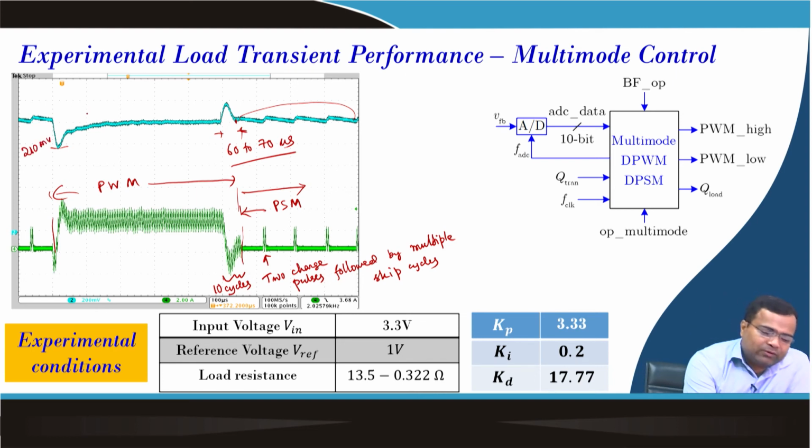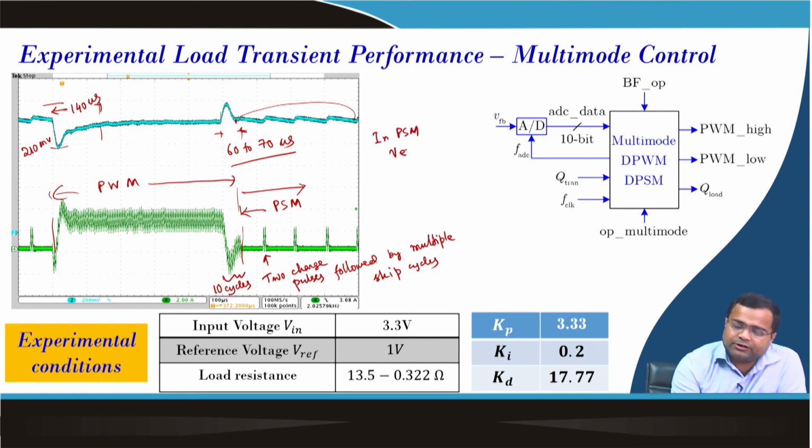Why? And the recovery time is also large. If you take from here to here, it is on the 100 microsecond scale. So, it is like 140 microseconds, which is almost double. But why? Because I have discussed in PSM, your error voltage is generally negative, because your output voltage average value is generally greater than the average value Vref.